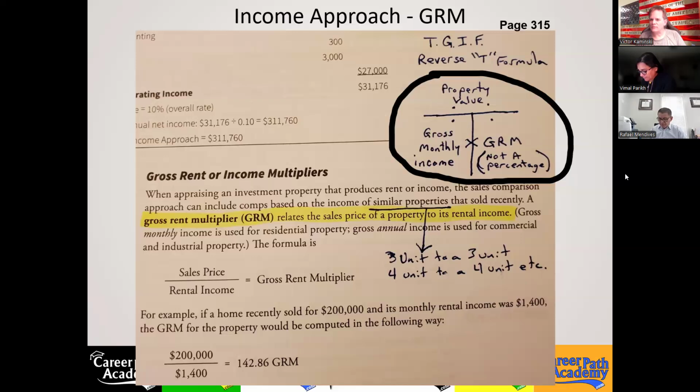Sorry, it's the reverse T formula. So you have the T formula for cap rates and the reverse T formula for the gross rent multiplier, where the property value goes up top, gross monthly income on one side, and the GRM, that gross rent multiplier, on the other side, which is not a percentage, so you've got to remember that so you don't hit the percent button. Then you calculate it. All right, so you got the notes on that?